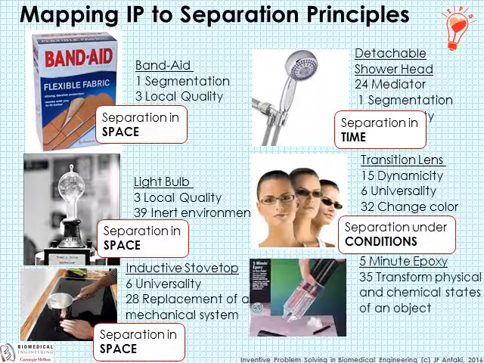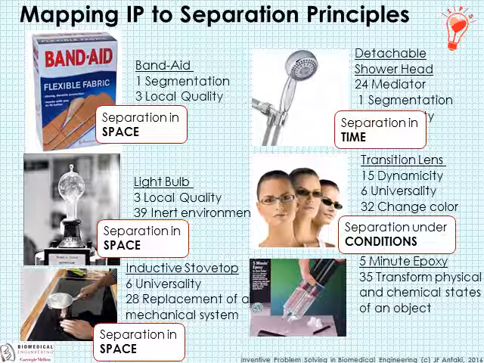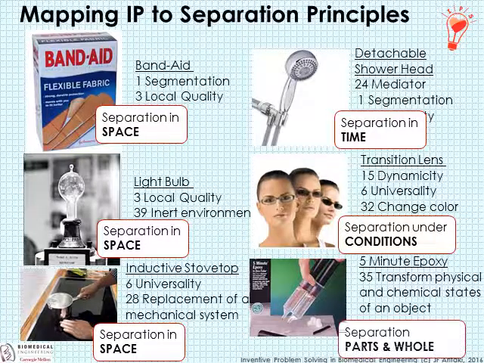And one last example. We saw epoxy. It's an example of transformation of physical and chemical states of an object, and it's also the contradiction. You want it to be liquid at one time, you want it to be solid at another time, separation between parts and the whole.